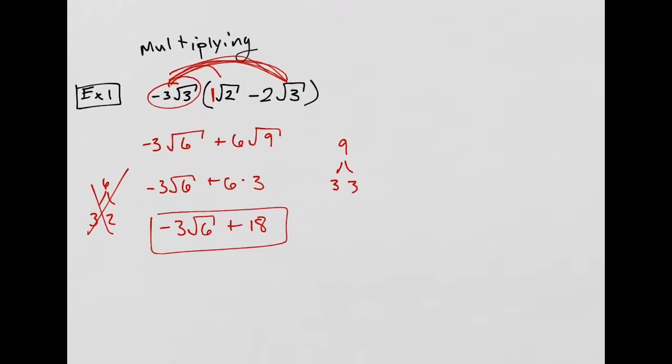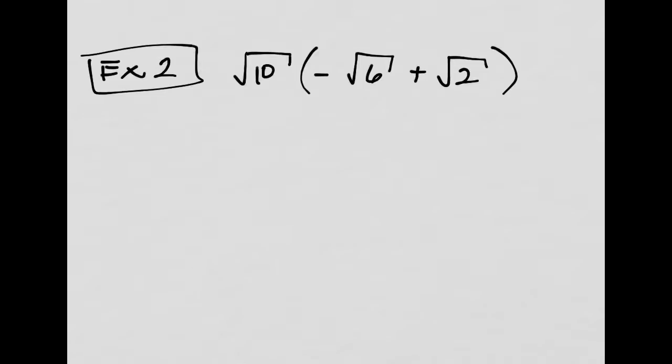Another example? Why not? I'd be happy to. All right, here we go. I will distribute. Remember, insides multiplied to the insides, outsides to the outsides. Again, I just put a 1 there just in case. So there we have it. 1 times 1 negative is just negative 1.